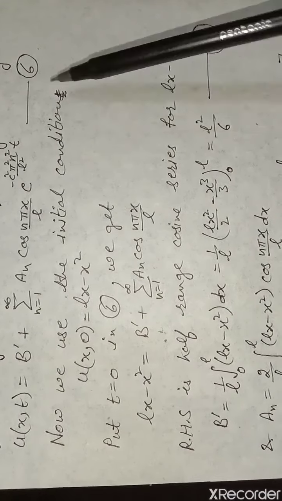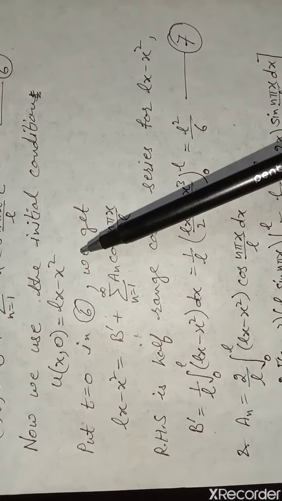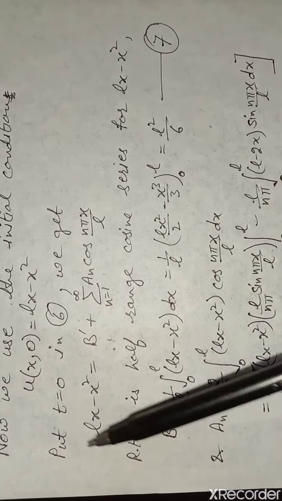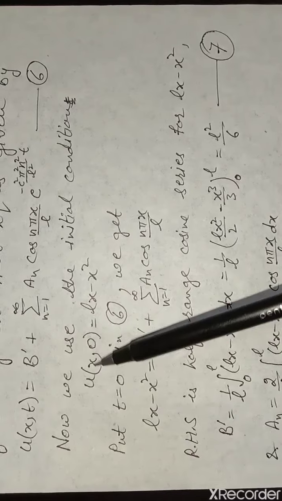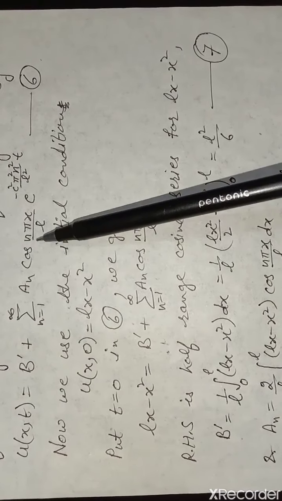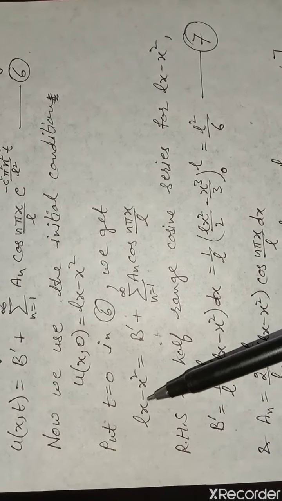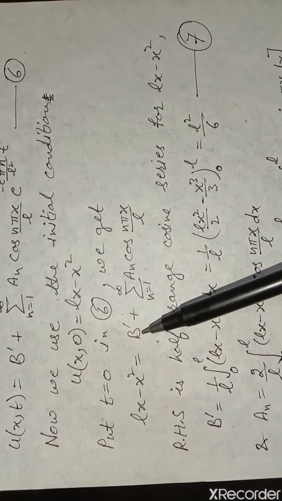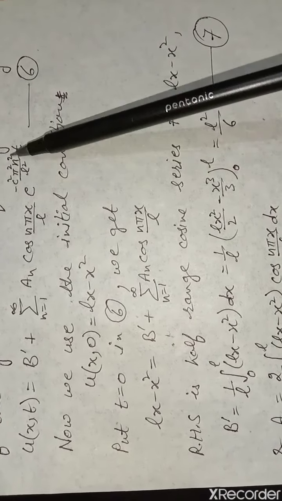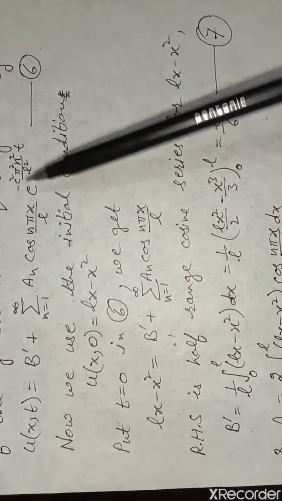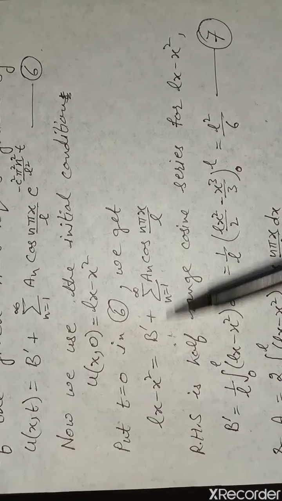Now we use the initial conditions. This is one of the initial conditions which is given in the question also. Now put t is equal to 0 in this u. When t is equal to 0, the value of u is nothing but this. So put t is equal to 0 in 6, and we get this is u, which is given to us. On the right hand side, t is equal to 0 means this part will become 1. So this 6 reduces to this.